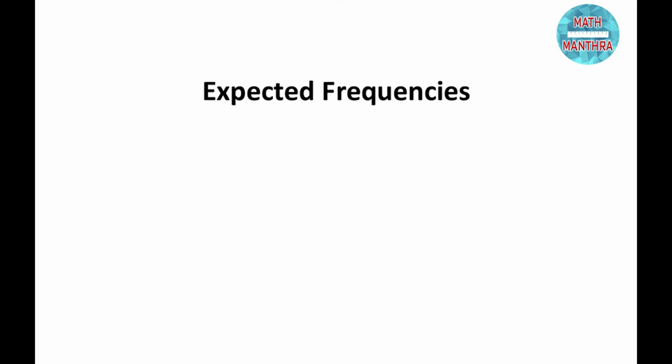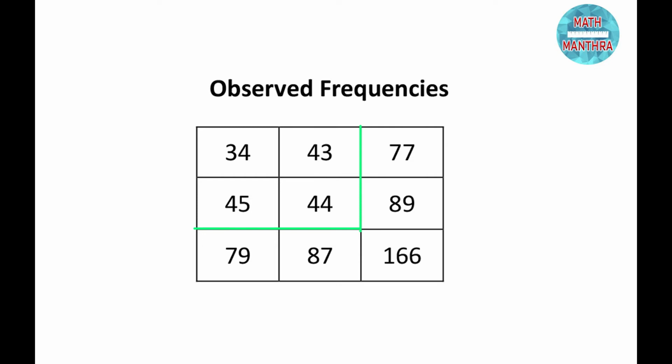Now next we want to find out the expected frequency table. For that we need to find the expected frequencies for each observed frequency. So let me explain how to find the expected frequencies corresponding to each and every observed frequency. Let us take the first value, which is 34. To find 34's expected frequency, we have to take the row total and column total in which the number 34 lies. We can see it is lying in the first row and first column.